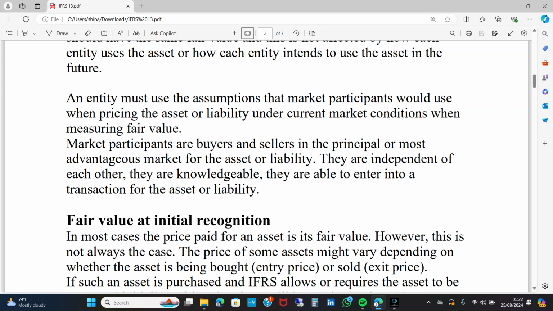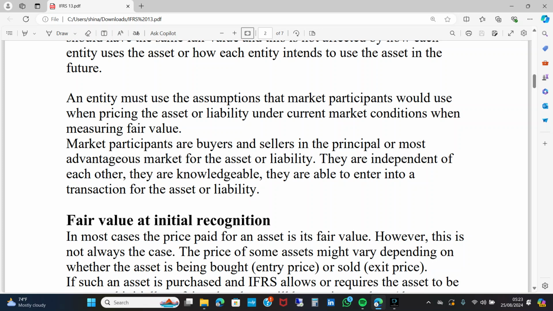You can hear questions like, what are the characteristics or qualities of a market participant? So let's look at them. There are three. One, they are independent of each other. Like I said, they are not related to each other. They are just normal market participants. There's no bias or level of subjectiveness in the transaction. Two, they are knowledgeable. That means they understand and know about that particular asset. Then three, they're able to enter into a transaction for the asset or liability. They have the ability to enter into a transaction for that particular asset or liability.